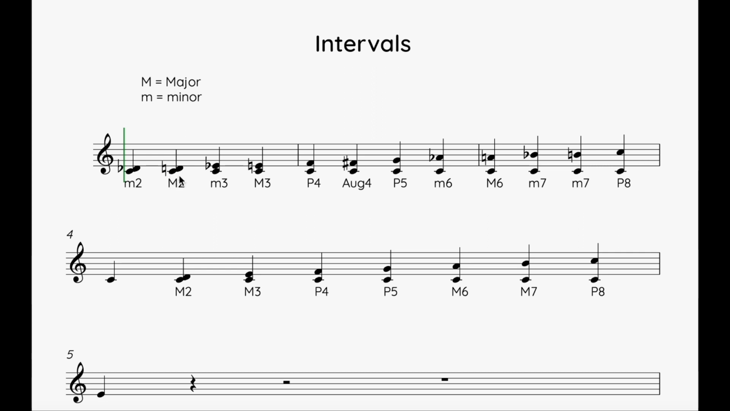So C to D is a major second, C to E, C to F, C to G, C to A, C to B, that should be a major seventh, I can fix that. C to B natural is a major seventh, and C to C. That actually makes up a major scale. So here are the major intervals in the major scale.